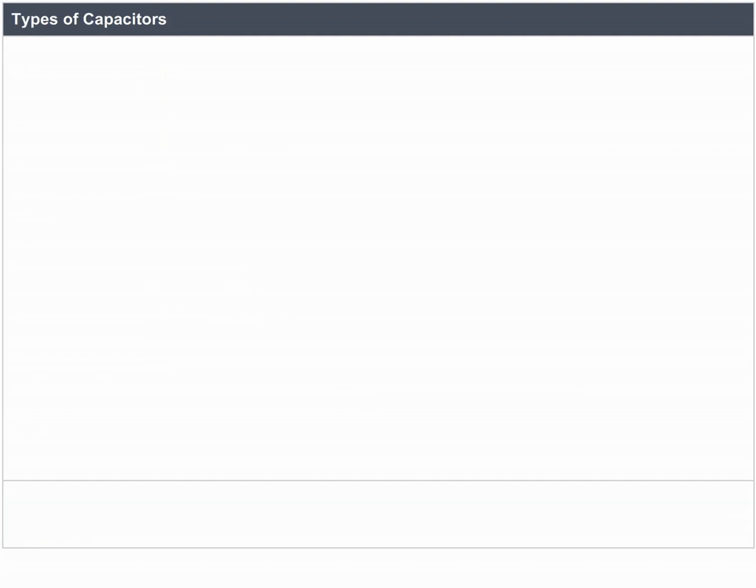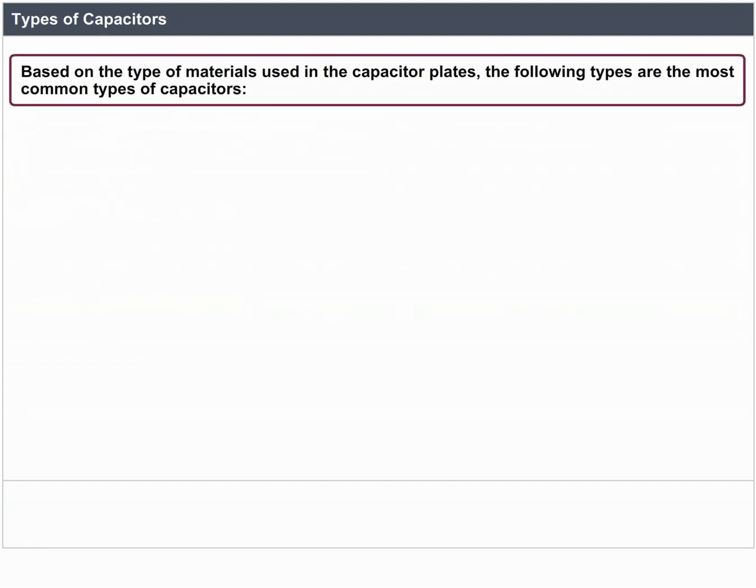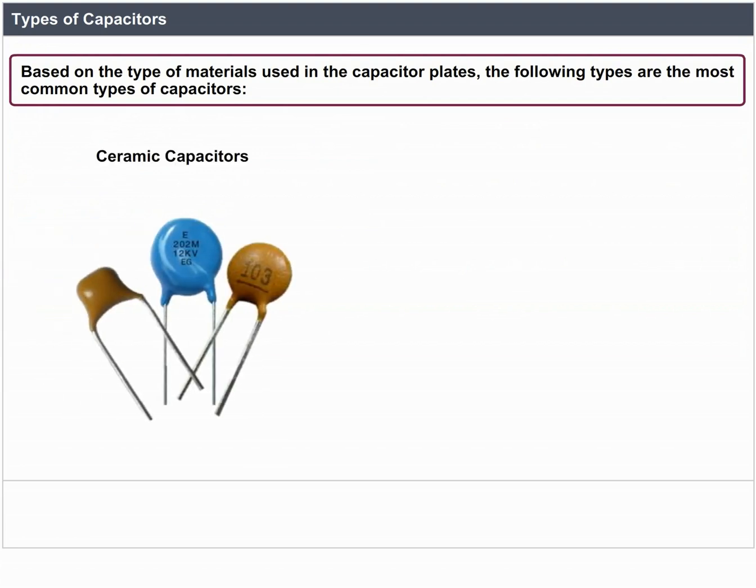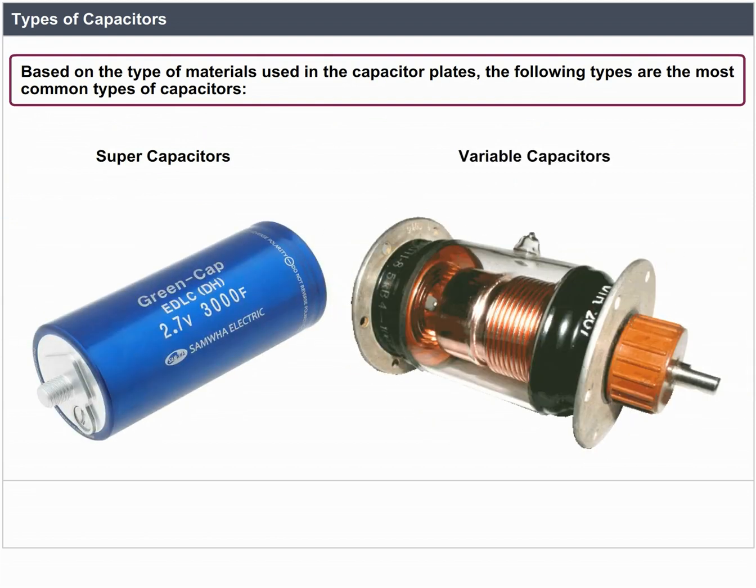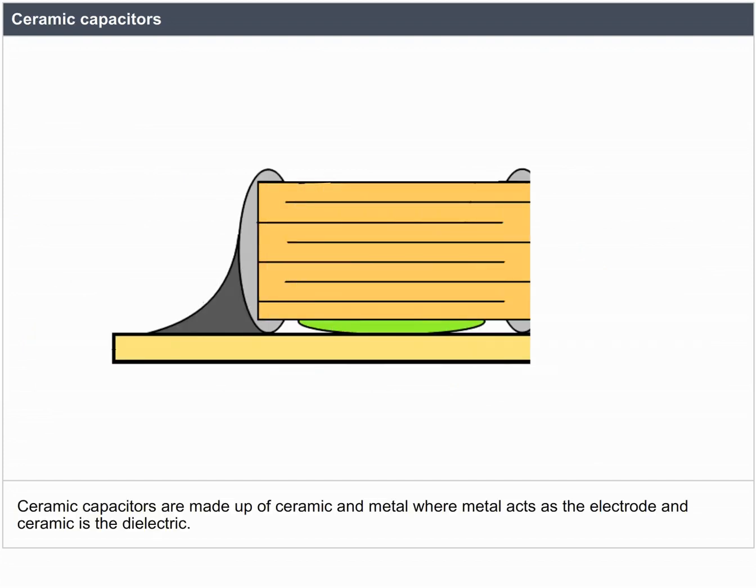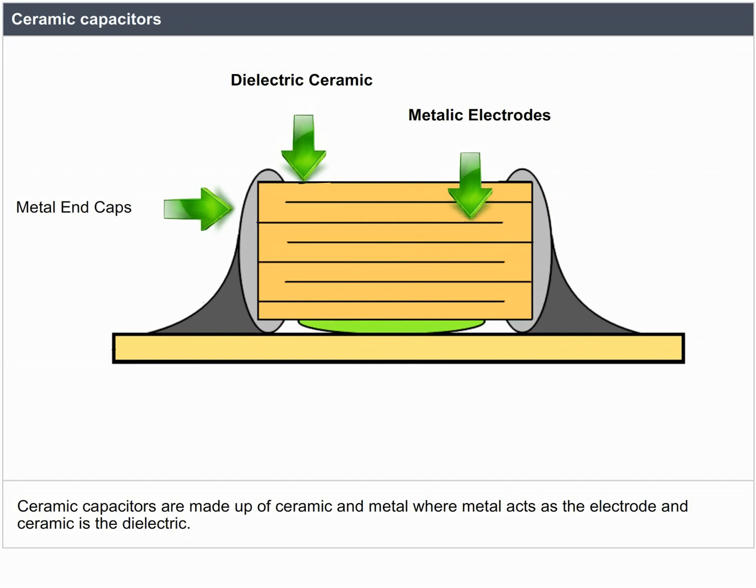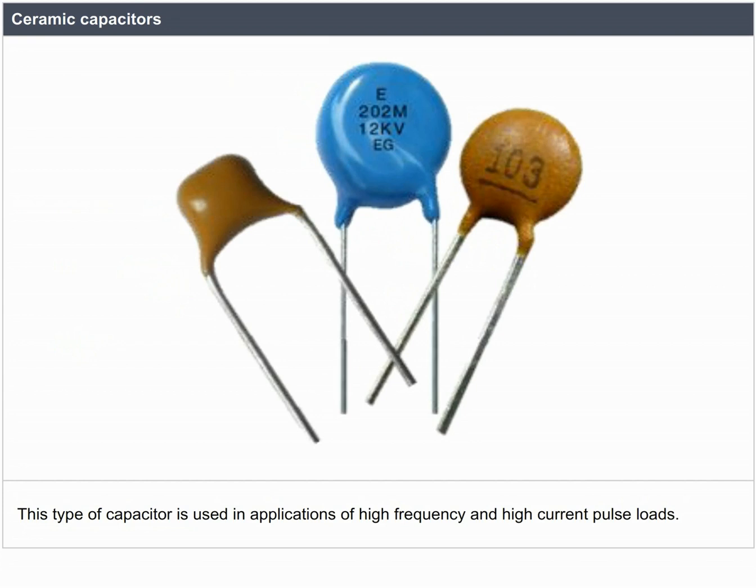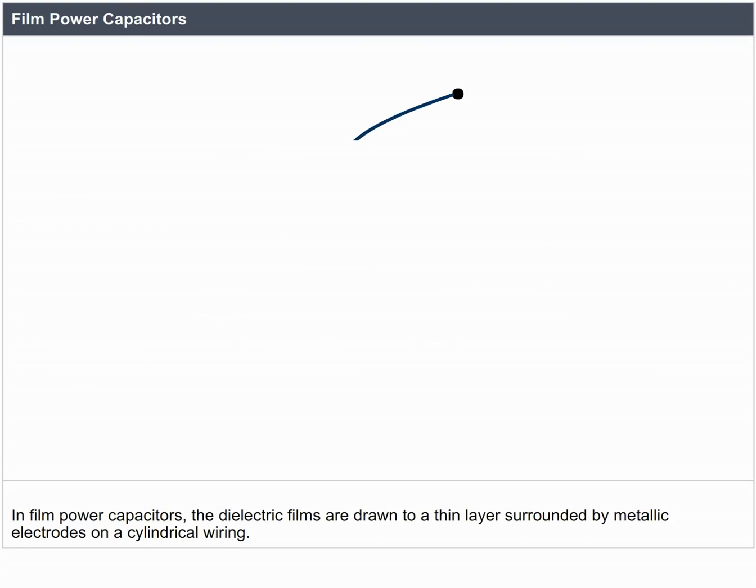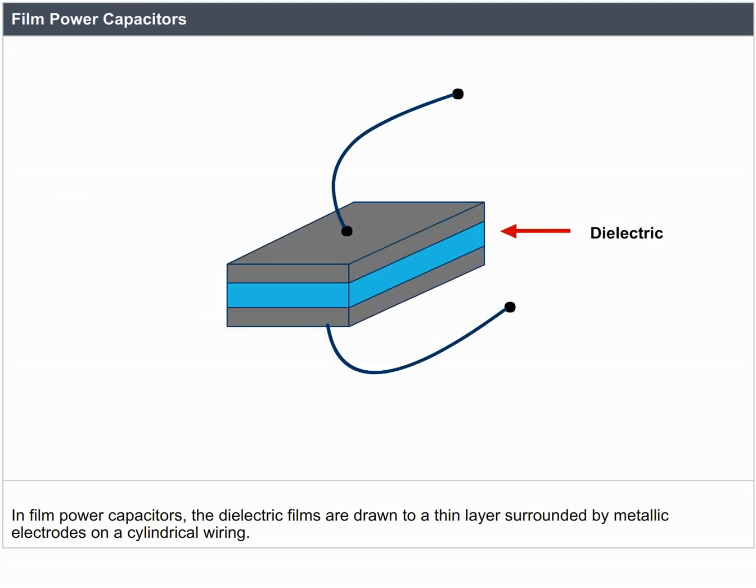Types of capacitors. Based on the types of materials used in the capacitor plates, the following types are the most common types of capacitors: ceramic capacitors, film power capacitors, supercapacitors, and variable capacitors. Ceramic capacitors. Ceramic capacitors are made up of ceramic and metal, where metal acts as the electrode and ceramic as the dielectric. This type of capacitor is used in applications of high frequency and high current pulse loads. Film power capacitors. In film power capacitors, the dielectric films are drawn to a thin layer surrounded by metallic electrodes on a cylindrical wiring. Polypropylene is used as the dielectric.